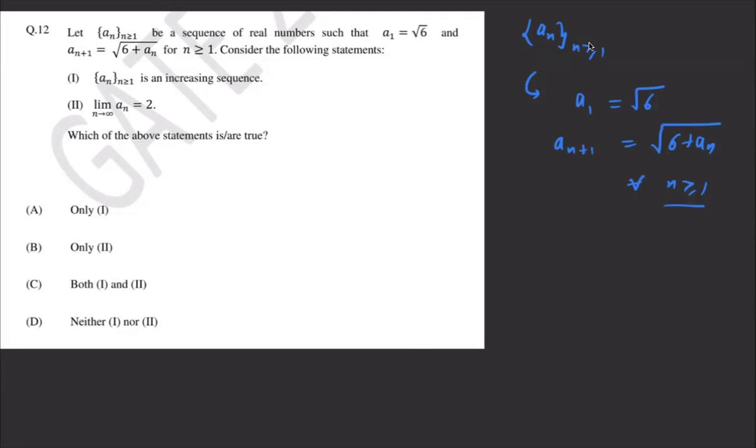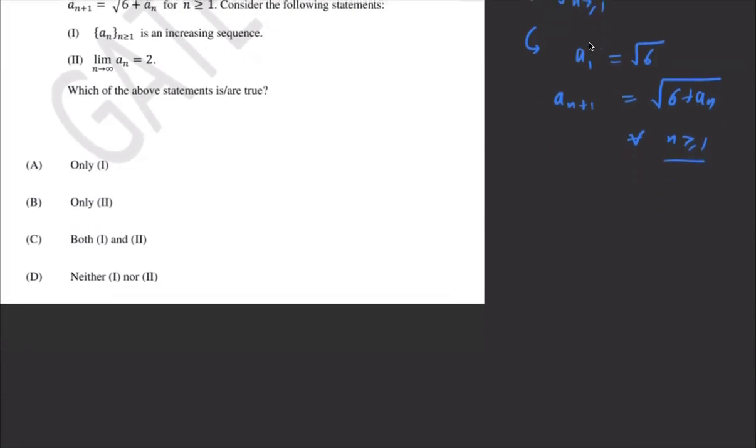Okay, now we are given two statements. The first statement is saying that the sequence, n greater than or equal to 1, is an increasing sequence. Okay, so how can we analyze this part? Is the sequence increasing or not? How do we check that thing? Roughly, I can just go for a basic solution.